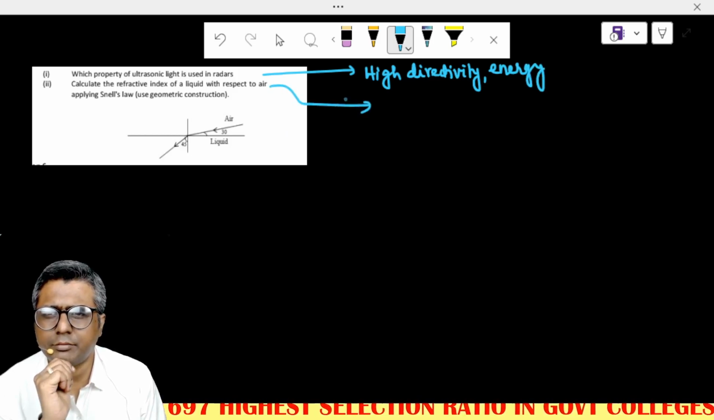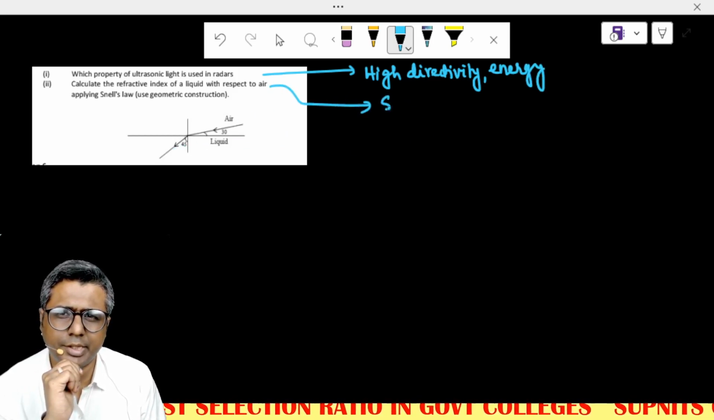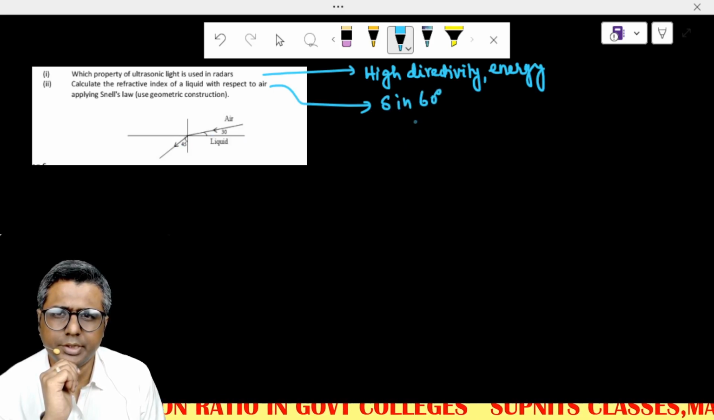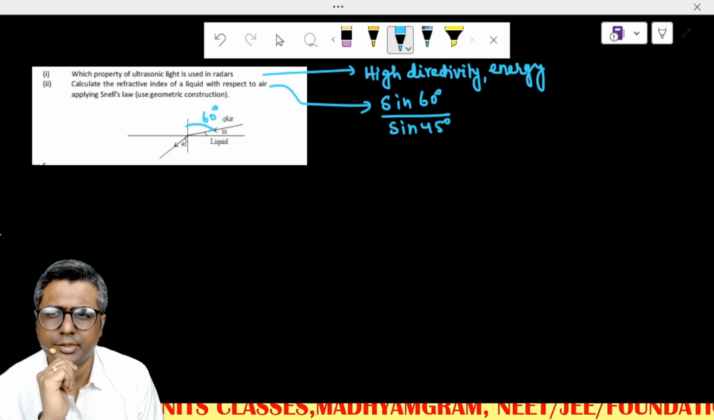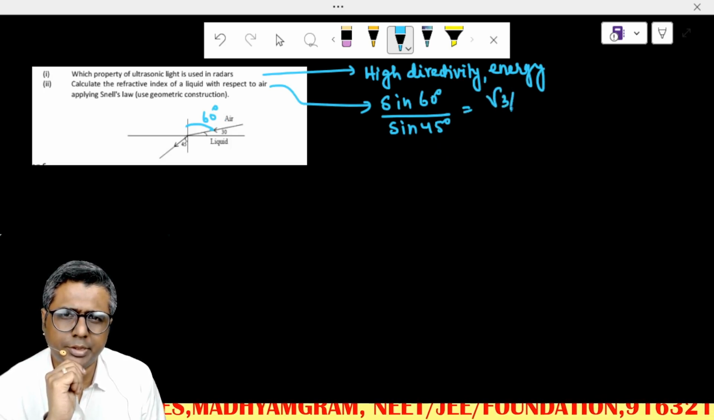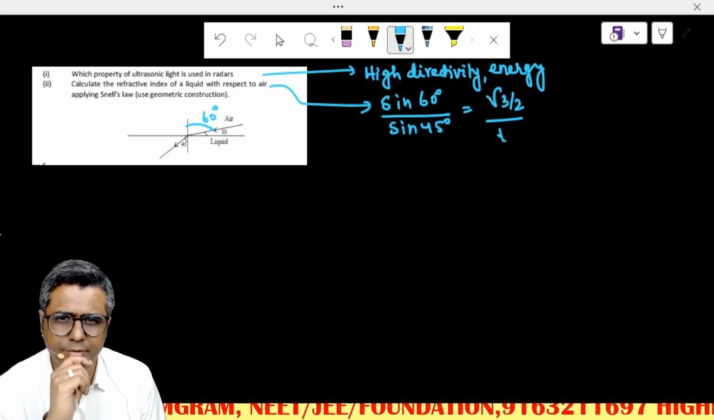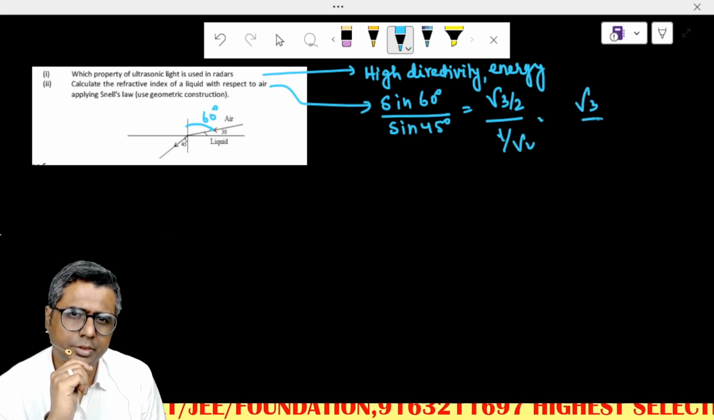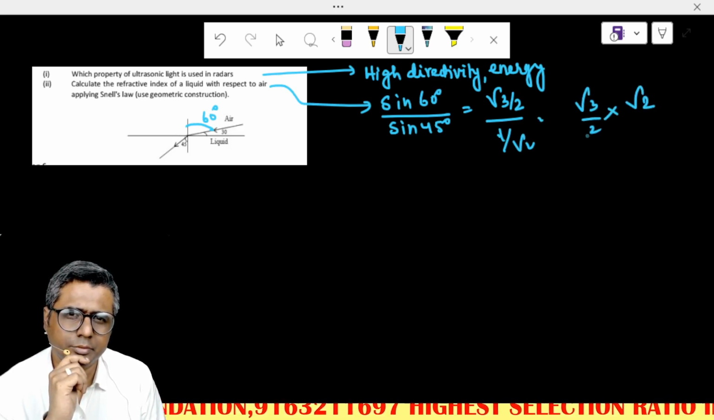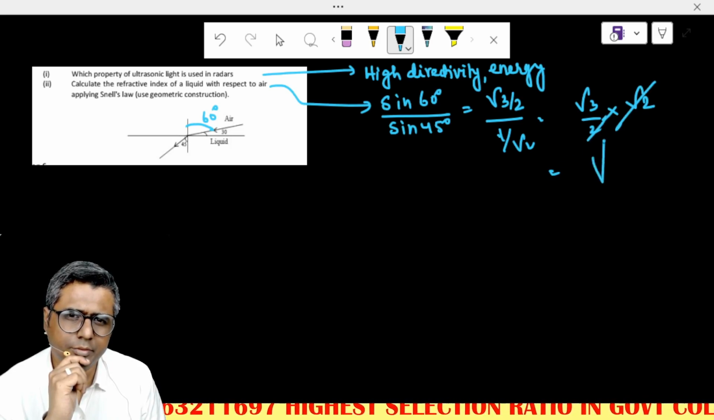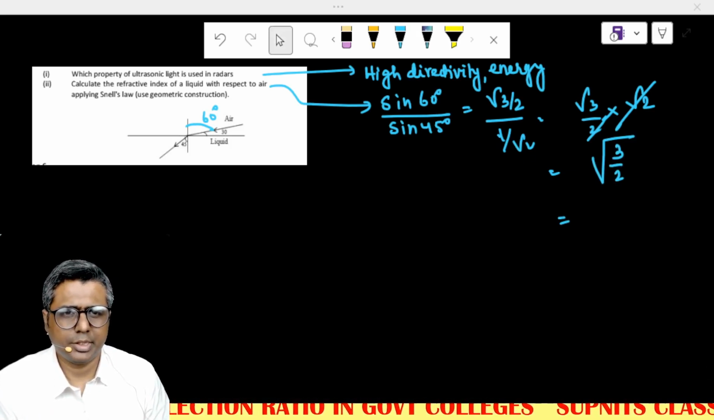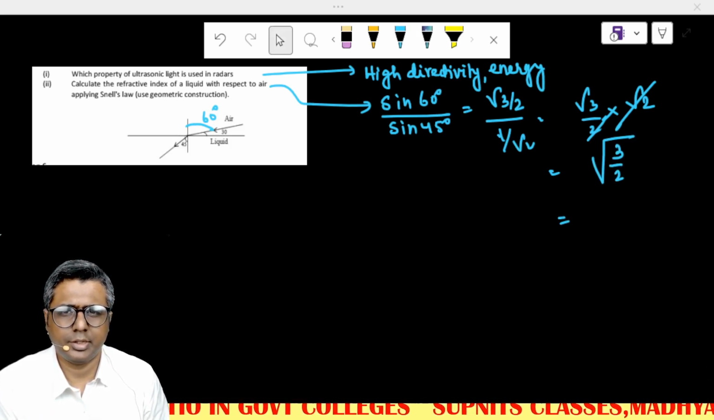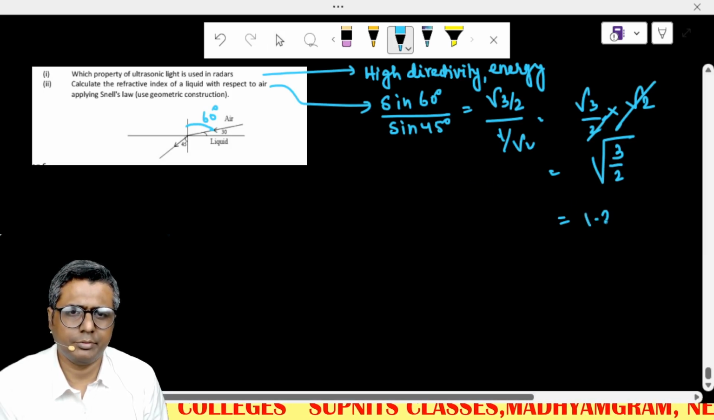Calculate the refractive index of the liquid with respect to air. So this will be sine 60 degree divided by sine 45 degree. This is the angle of incidence, 60 degree. So this will be root 3 by 2, and sine 45 is 1 by root 2. So root 3 by 2 into root 2. This can be cancelled out, root 3 by 2. You just have to do some mathematical jugglery and you will be able to find the answer. The answer will be approximately 1.225.